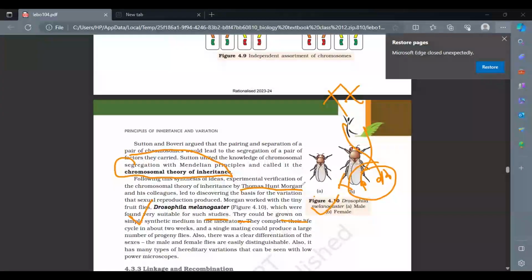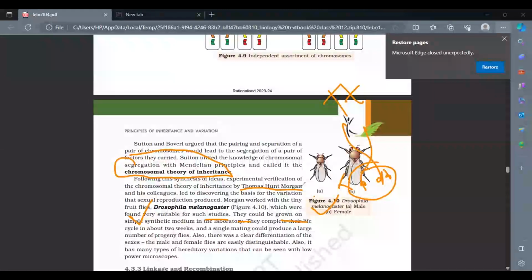So Morgan worked on Drosophila, that's a fruit fly. Drosophila melanogaster, we talk about, he worked on this. And he found it very suitable because they could also be grown on a very simple synthetic medium in the laboratory. These are very small fruit flies, and they have a lifespan of hardly 1 or 2 weeks, and they produce progenies in very large numbers.